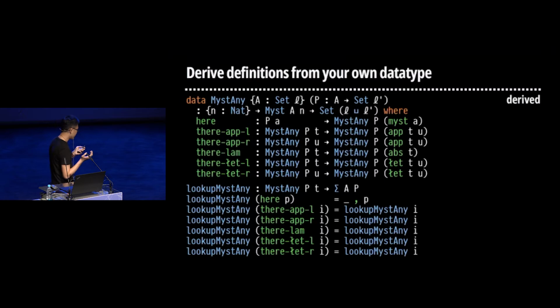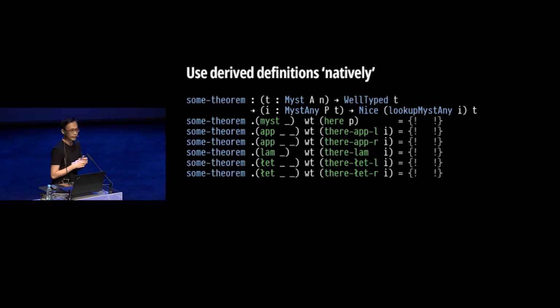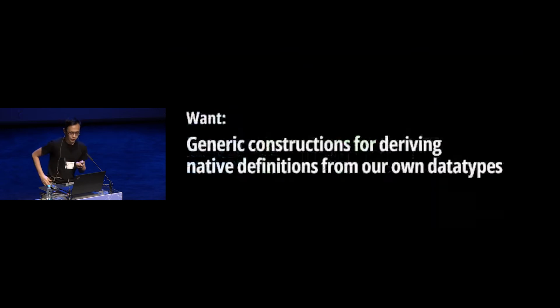Why do we want native definitions? It's because when we go on with our development, so here we're proving a theorem that says for any term T, if it is well typed, then any mysterious element in it is nice in some way. The first thing we do is probably try to case split on the MyAny argument, listing all the constructors. And also when we try to find the goal type of a hole, the definition lookup-MyAny would show up nicely and also compute nicely. So that's what we want.